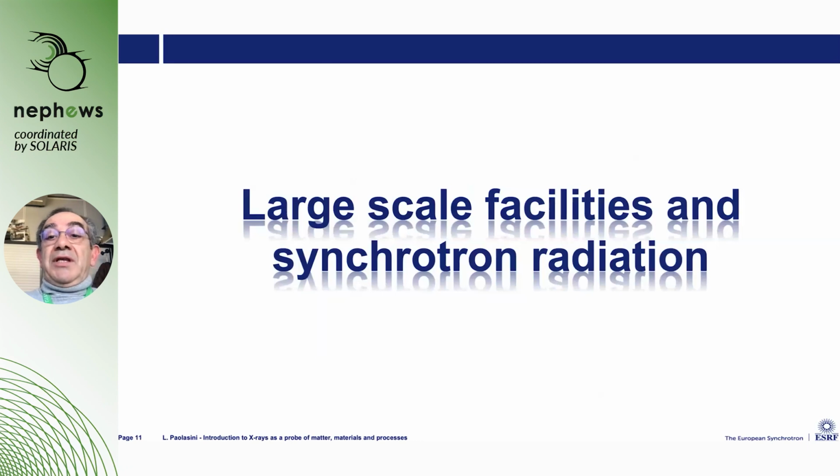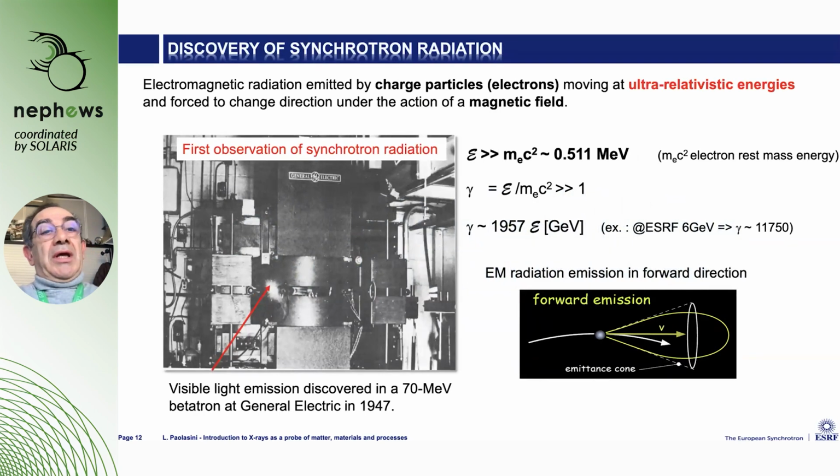How the large-scale facilities are built and how the synchrotron radiation is produced. The discovery of synchrotron radiation arose in 1947 at General Electric, when physicists accelerating electrons in a betatron, which is a circular ring in which the electrons are injected across a very strong magnetic field, observed a very sharp and visible light emission, and this light was called synchrotron radiation.